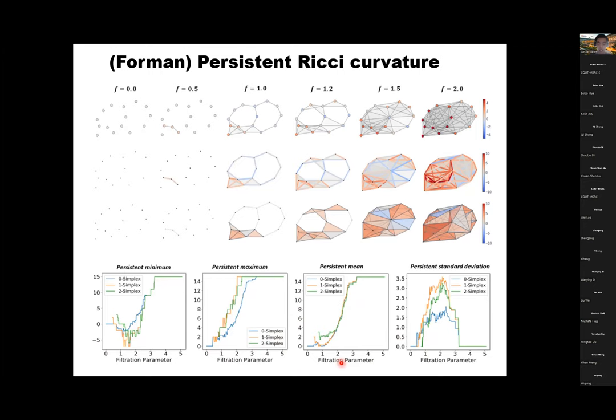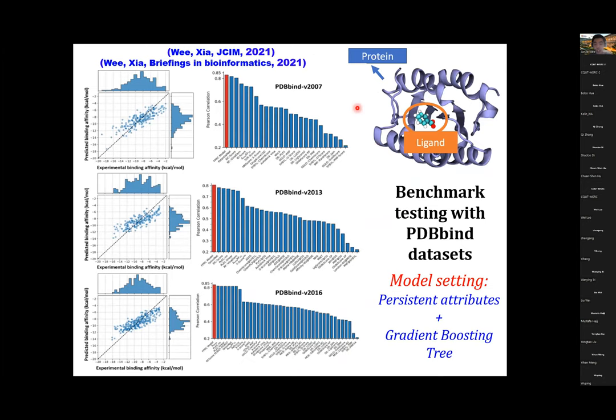So what we have done is that we consider a protein-ligand binding application here. We have a large protein which is bound to a small ligand. And what we want to predict is the binding affinity between them, the strength of the interaction between the ligand and the protein. We can construct a simplicial complex to model these interactions and extract the curvature values.